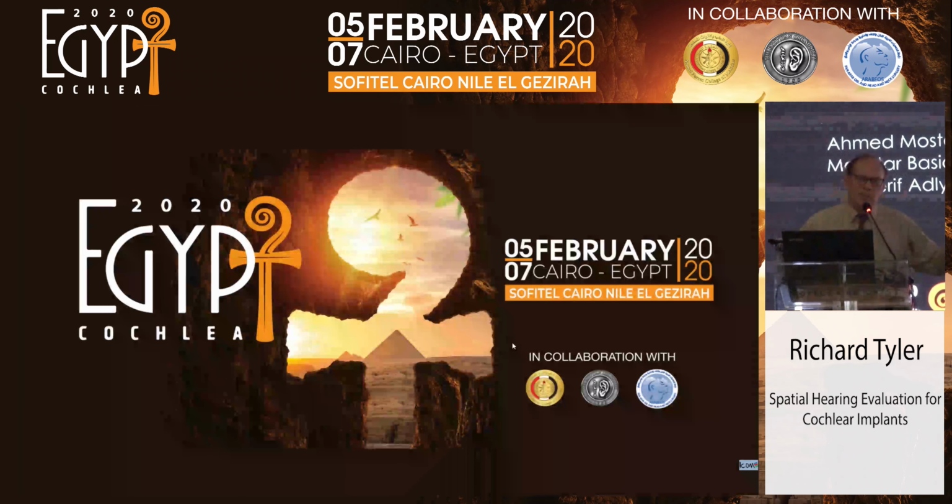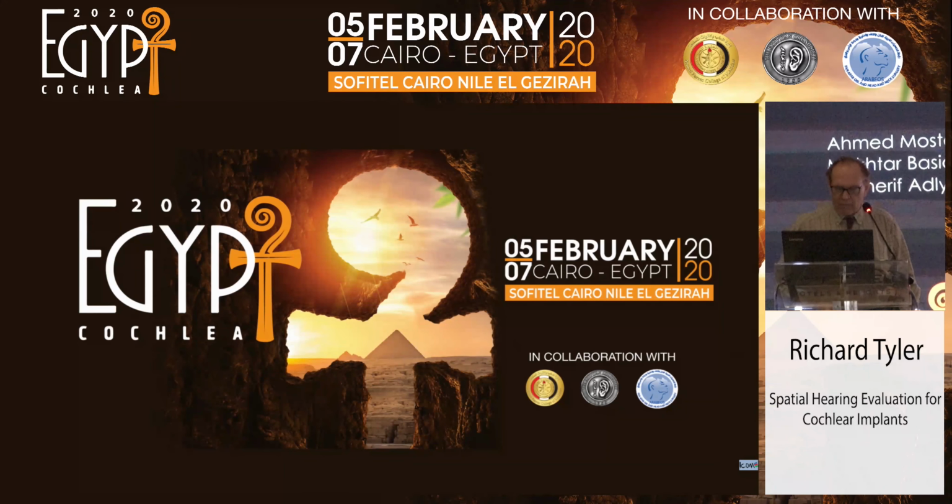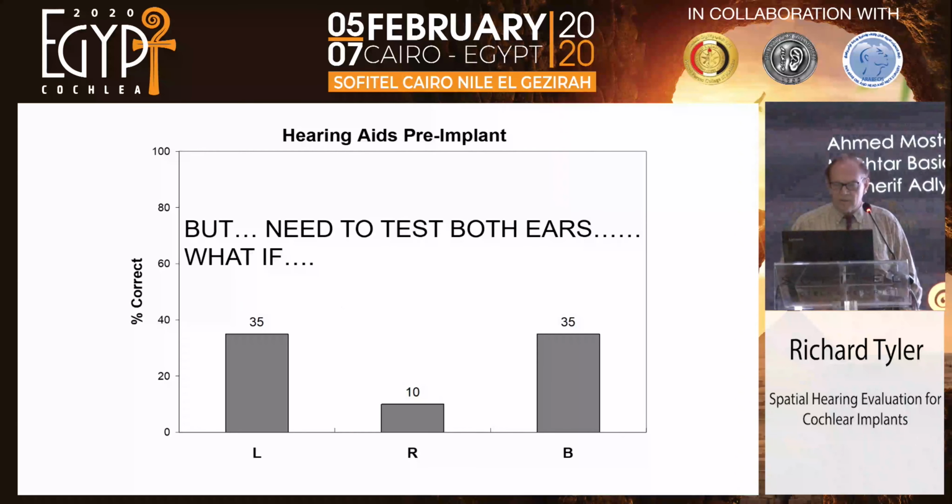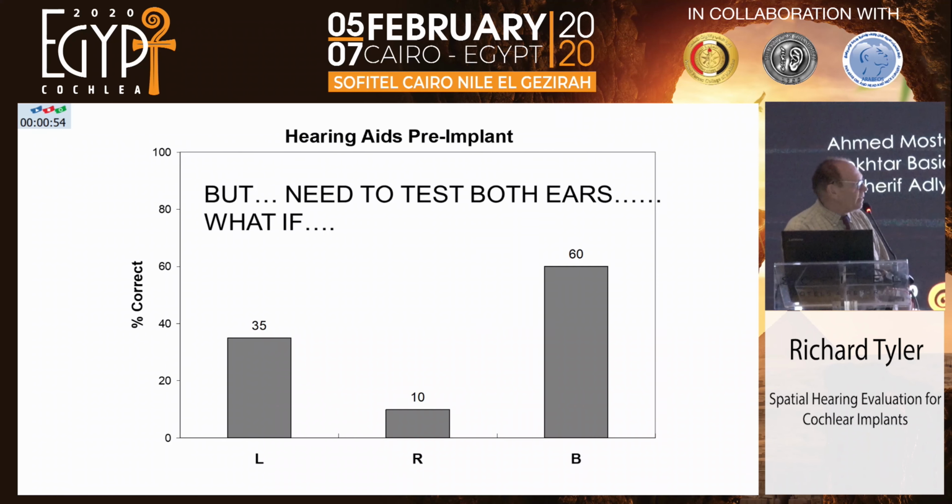You need to test. Doctor, your time is up. You need to test both ears. So if you test both ears and the binaural performance is 35%, well, then you could do either one. But what happens when you test both ears and the performance is 60% correct?